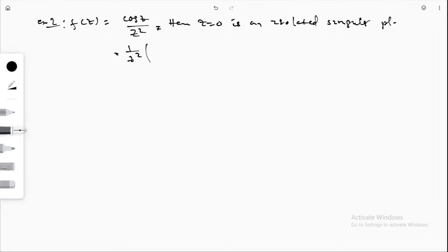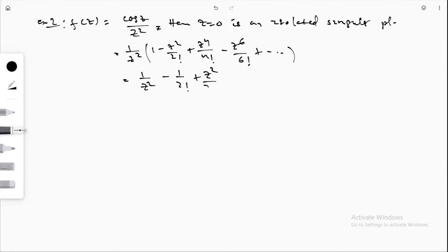What is the expansion of cos z? This is 1 minus z square by 2 factorial plus z4 by 4 factorial minus z6 by 6 factorial plus and so on. If I multiply by 1 by z square, then it is 1 by z square minus 1 by 2 factorial plus z square by 4 factorial plus z4 by 6 factorial plus and so on. So what is the principal part? This is the part where the power of z is negative. So this is the principal part.